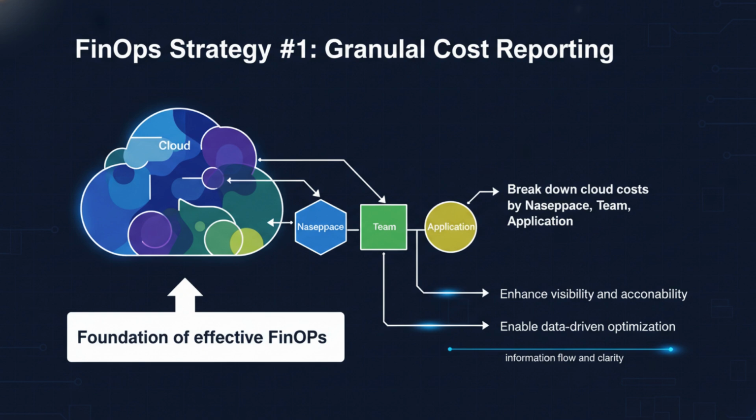Welcome to this session on FinOps Strategy 1, Granular Cost Reporting. In today's cloud-centric world, understanding where your money goes is paramount. This strategy focuses on breaking down complex cloud costs into understandable, actionable segments. We'll explore how granular reporting by namespace, team, and application empowers organizations to gain unprecedented visibility into their cloud spending.